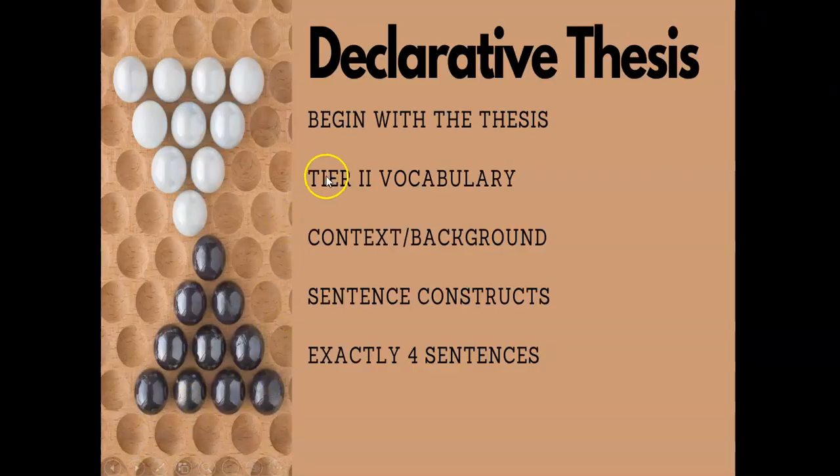So when we declare, we begin with the thesis. What's the most important rhetorical feature right out of the gate? We're going to sprinkle in some tier 2 level vocabulary, and what I mean by that is just your average run-of-the-mill SAT level word. Sprinkle in some context and background without being plot summative. We don't want to be regurgitative. We just need a little bit of context and background.